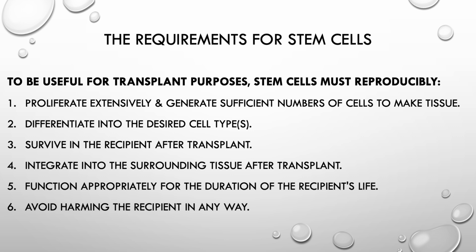So what are the requirements for stem cell culture? To be useful for transplant purposes, stem cells must reproducibly: One, proliferate extensively and generate sufficient numbers of cells to make a tissue. Two, differentiate into the desired cell type. Three, survive in the recipient after the transplant. Four, integrate into the surrounding tissue after the transplant. Five, function appropriately for the duration of the recipient's life. And six, avoid harming the recipient in any way.